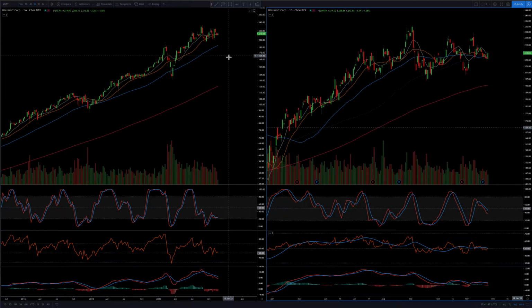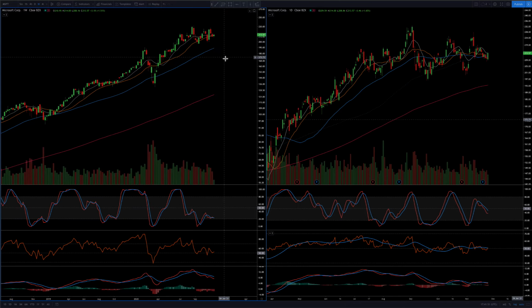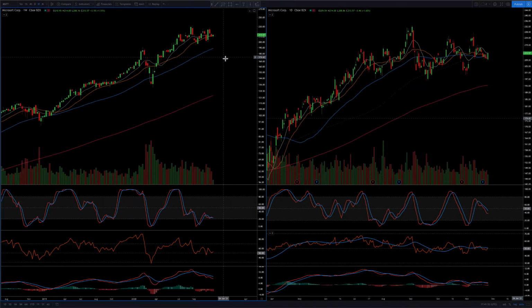Today we're looking at Microsoft, and let's go ahead and look at the weekly chart. Looking at the price action, the trend is up. Let's look at the moving averages. Right now, price is dancing around the 20-day, which is the orange line, so hopefully it'll stay within that range.